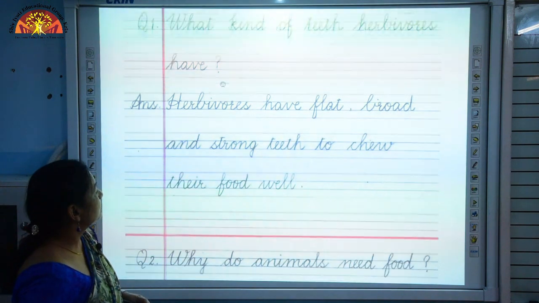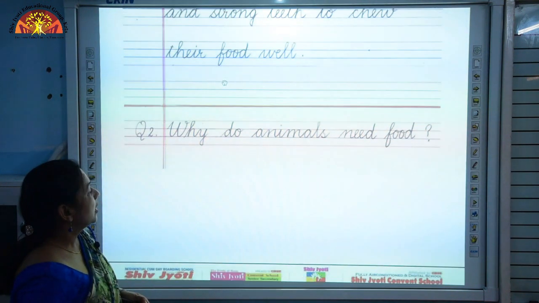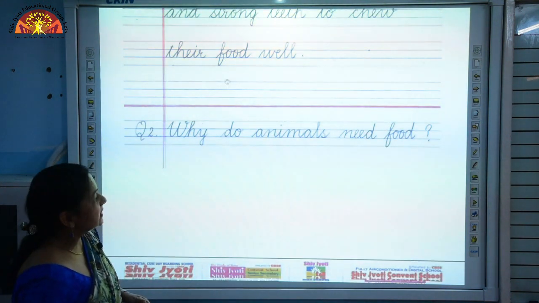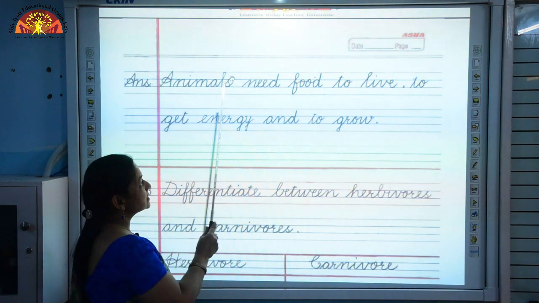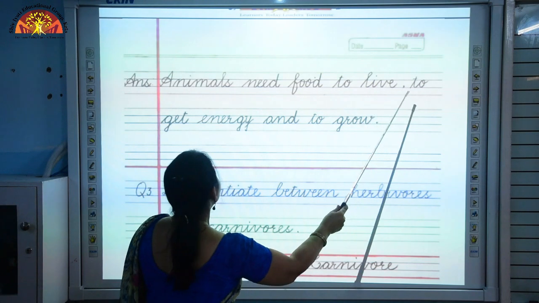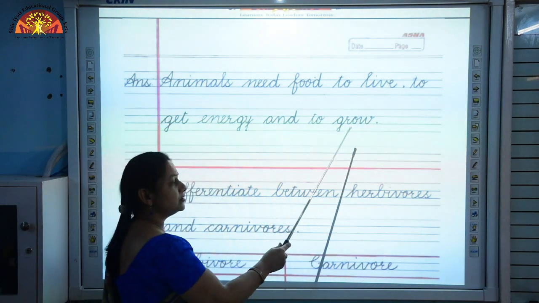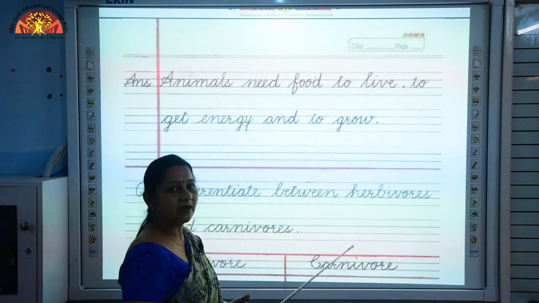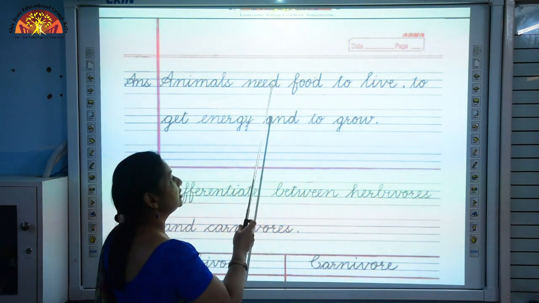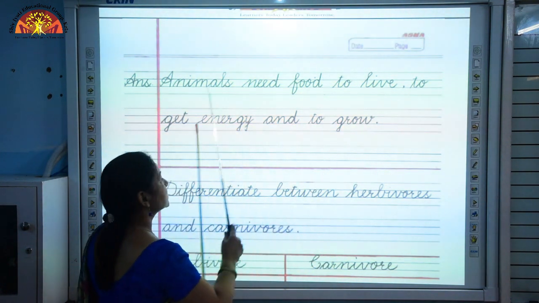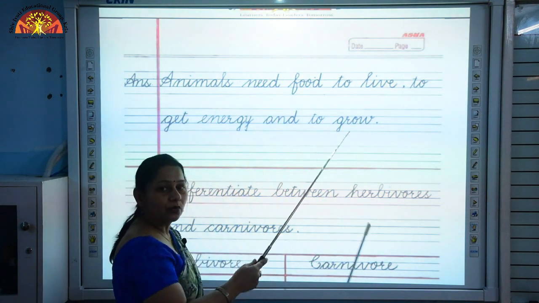Next question, why do animals need food? And what is the answer to the second question? Animals need food to live, to get energy and to grow. Like we people have food to get energy, similarly the animals also need food to live, to get energy and to grow up.